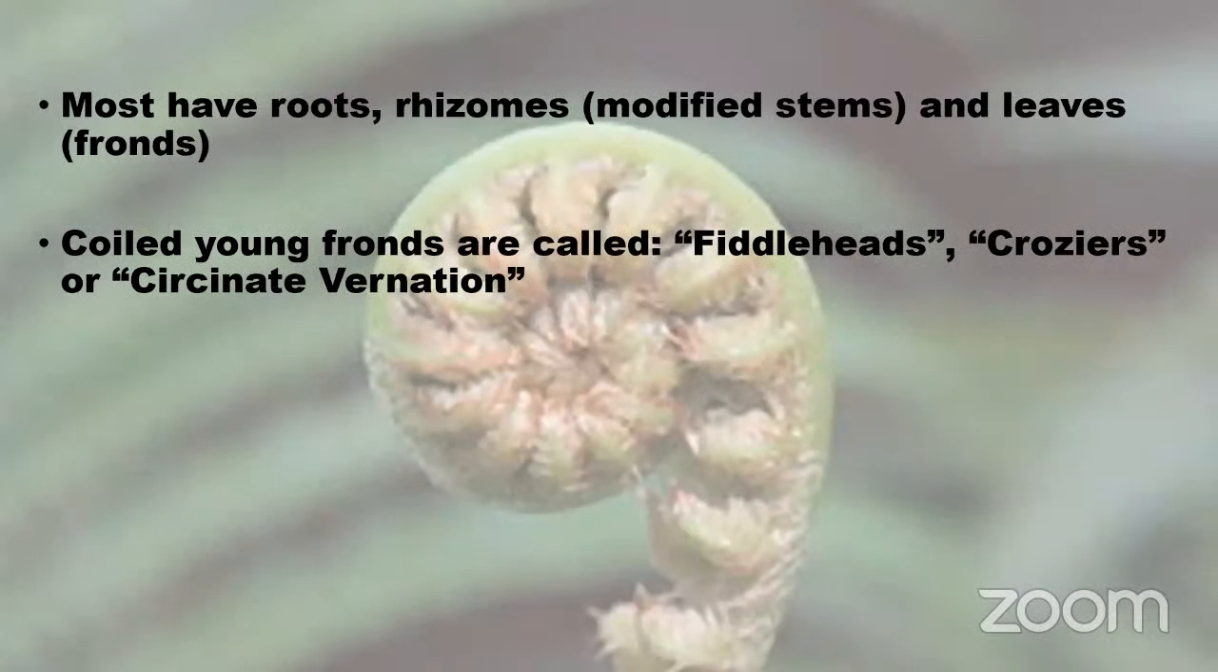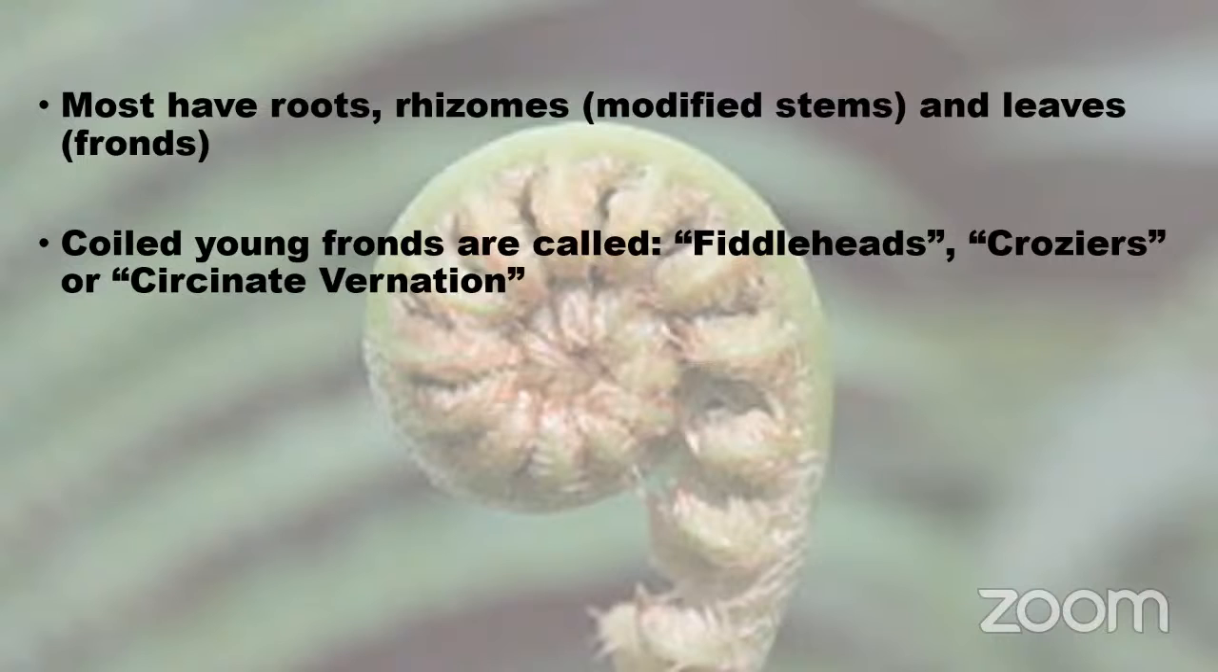So most ferns do have roots as well as rhizomes, which are a modified stem structure that you would find underground. And they have leaves as well, which in the case of ferns, we're going to refer to as fronds. Fern frond is a leaf.